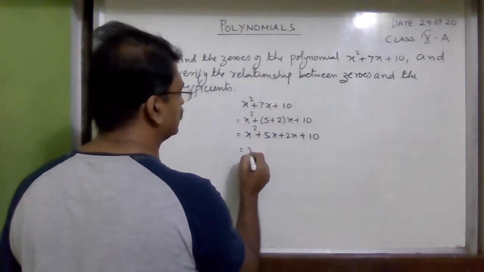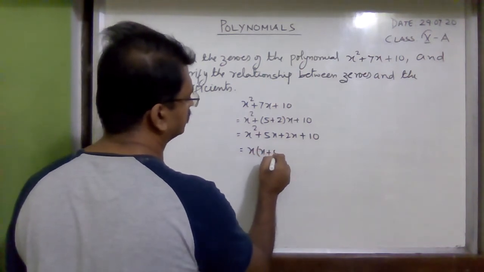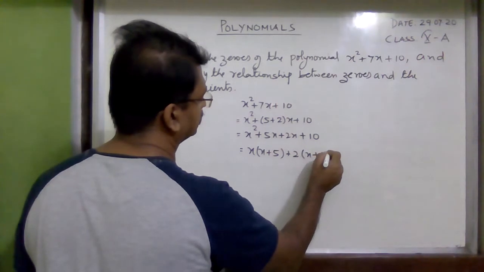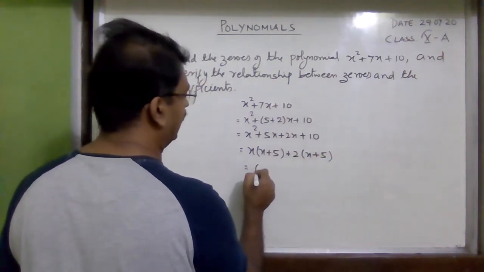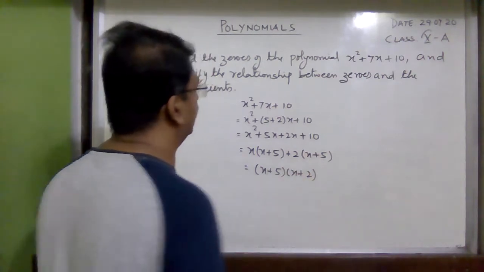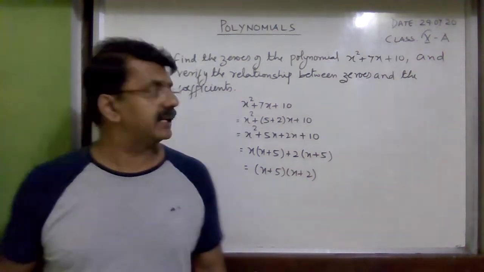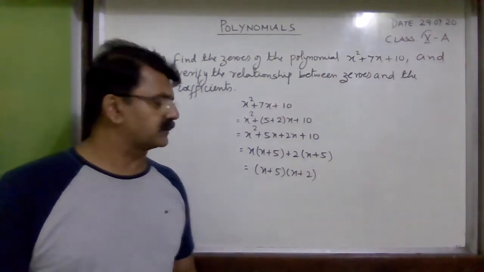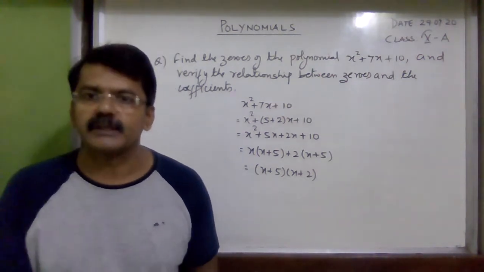From the first two terms you take x common. From the next two terms you take 2 common. And x plus 5 is common to both. In the other bracket we have x plus 2. Now you can see x square plus 7x plus 10 can be written as x plus 5 into x plus 2.